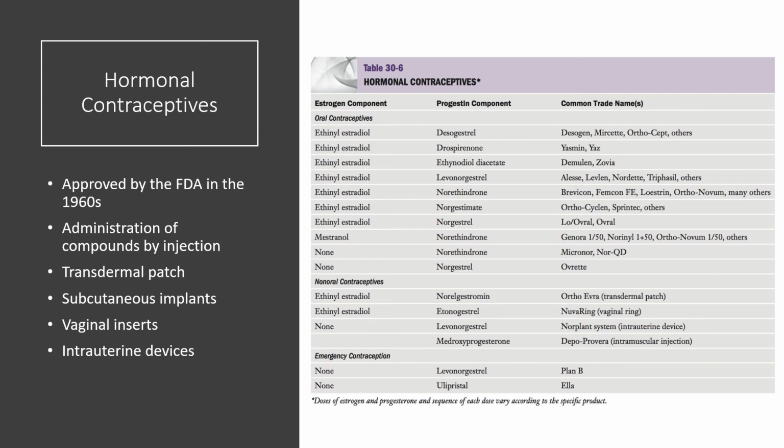And they are not only given orally. There are many different types of contraceptive methods nowadays. A once monthly injection can be given by an MD. There's a transdermal patch, there are subcutaneous implants, there are vaginal inserts, and there are also intrauterine devices. So again, you don't need to memorize any of the hormonal contraceptives that are listed on the slide here. I just want you to be aware of their general existence.